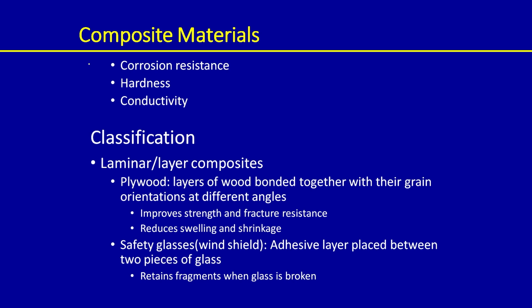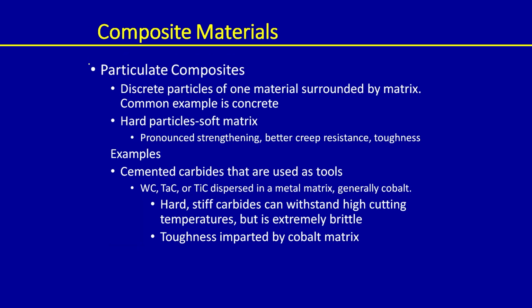You can also have particulate composites, in which you have discrete particles of one material surrounded by a matrix. It can be polymer or metal or ceramic matrix. An important example is concrete. In concrete, what you have is cement, you have stones, and you have sand, and they are all different length scales. Like stones are bigger, sand particles are much smaller, and cement is nothing but a very small particle. So, when you mix them together, what do you form? You form a particulate composite.